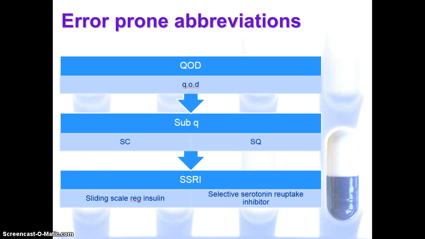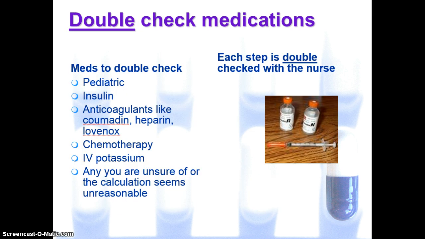As we look at error-prone abbreviations, we see that they should be avoided so that we don't make medication errors. QOD is supposed to mean every other day, but it can be taken for other things. SC can be subcutaneous. SQ can also be subcutaneous. SSRI is the abbreviation for sliding scale regular insulin, but it's also a drug class that we see in mental health, selective serotonin reuptake inhibitors. So the Institute for Safe Medication Practices recommends no abbreviations being used for that reason.